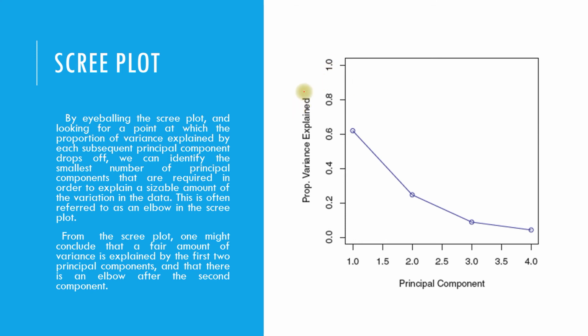You have the proportion of variance explained. This is why I told you earlier it's important that we get to know the proportion of variation explained by each component. Like for the first principal component, the proportion of variance explained for a certain data is 60%, whatever data. And then the second principal component is about 25%, and so on.